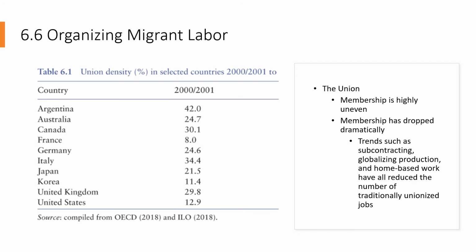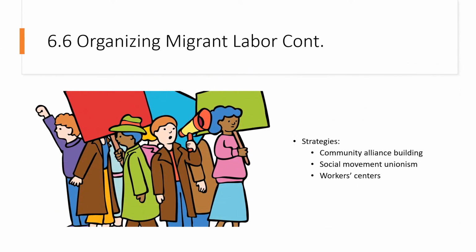And in just 14 to 15 years, union membership has dropped dramatically in many of the countries, especially Argentina, Australia, and Germany. Trends such as subcontracting, globalizing production, and home-based work have all reduced the number of traditionally unionized jobs or made them harder to unionize. For migrant laborers, in many cases, it is simply illegal for them to join a union. But organizing can also be impeded by ethnic and linguistic differences and dispersed workplaces.